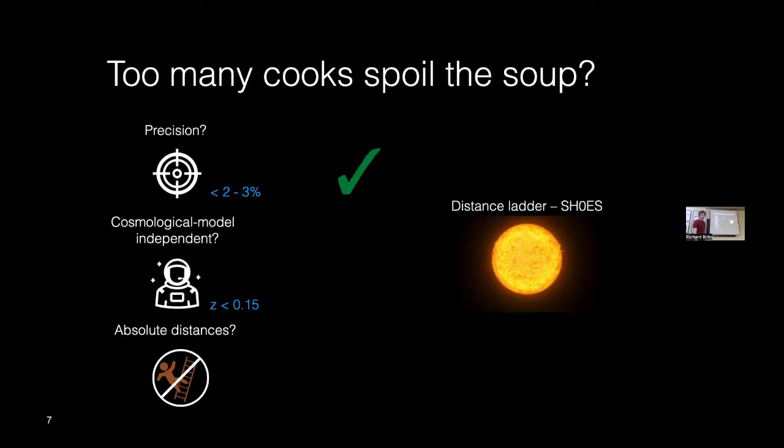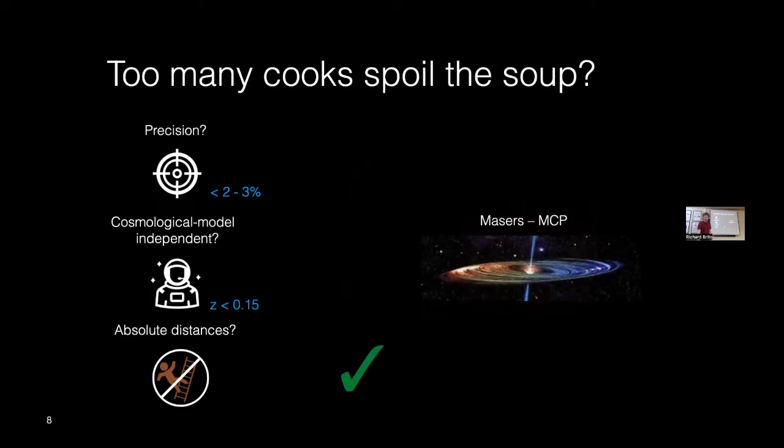Definitely precise enough. It's also in a redshift range where you can say it's mostly cosmology independent, but it's based on a distance ladder, so it's not an absolute distance. The masers are one-step measurements, so they are absolute distances. They are also nearby measurements, so they're cosmological model independent, but they are not precise enough. And the main limitation there is just the number of systems that we have. And this number will not grow because there are just not enough nearby masers, and more distant masers cannot be measured properly.